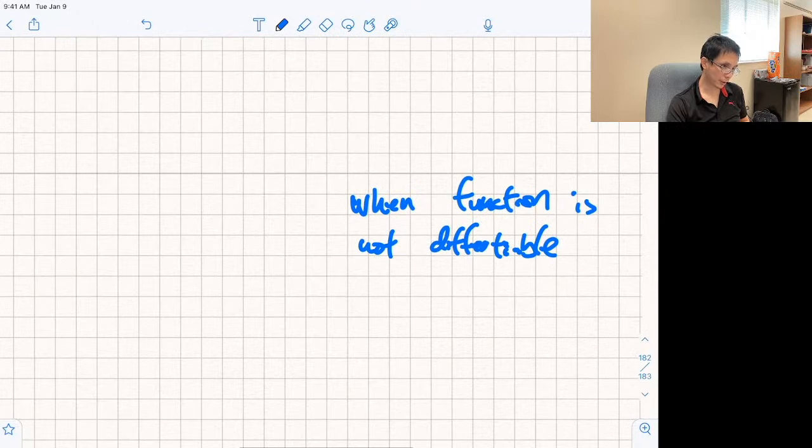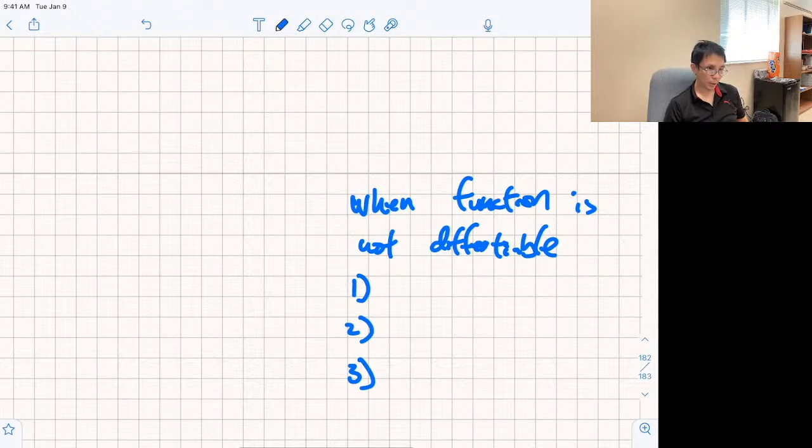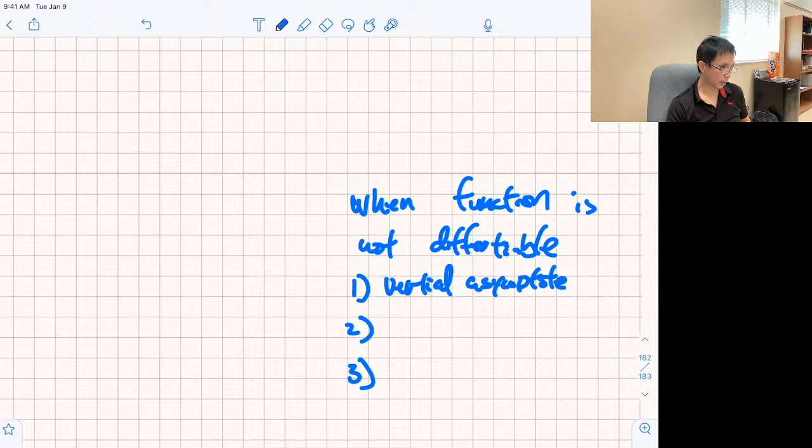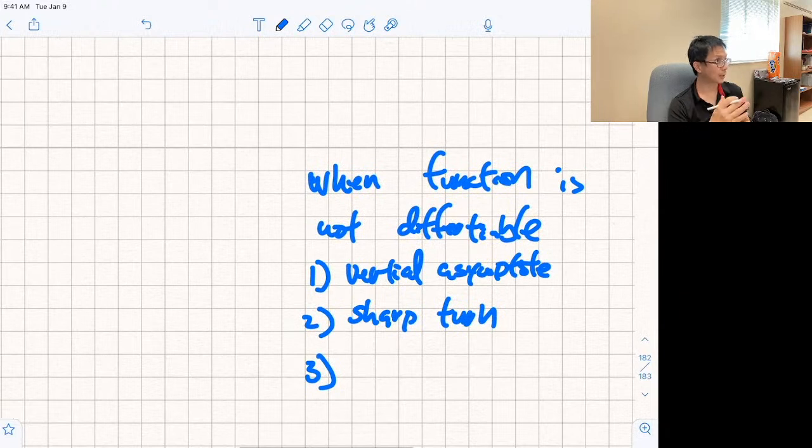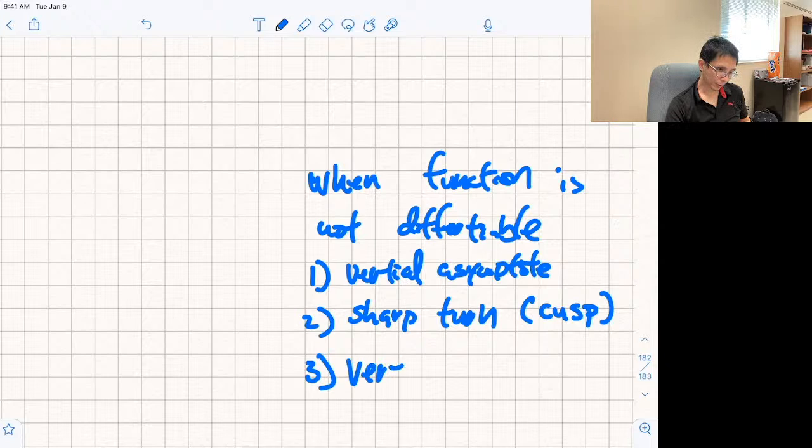A function is not differentiable in three main cases, and I might ask you on the test, just like continuity or the intermediate value theorem. Well, vertical asymptote for sure. Another one is called a sharp turn, some type of drastic turn, like absolute values. Sometimes it's more drastic, called a cusp. A cusp actually belongs to both, and to vertical tangent as well. So, vertical tangent.